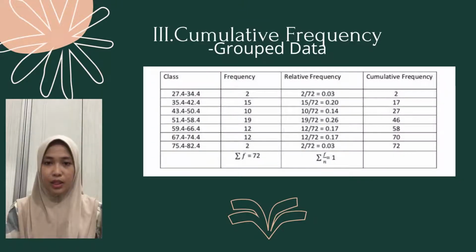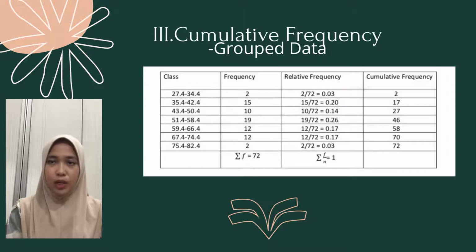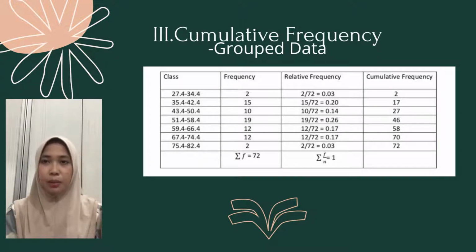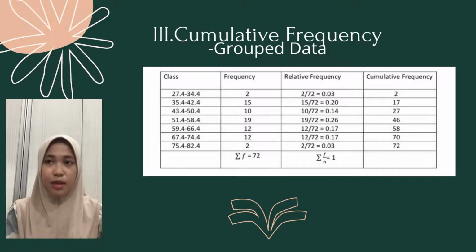Next, for the cumulative frequency distribution, as you can see in the table below, we have a formula which is cumulative frequency of the last class equals sample size. In cumulative distribution, there are 4 columns, which are class, frequency, relative frequency, and cumulative frequency. As we know, for the class, we have 7 classes. For the frequency, we calculate until we get the answer, which is 72.